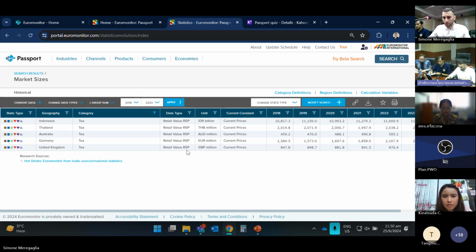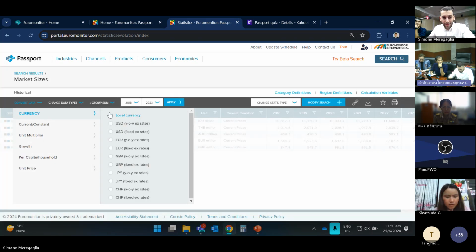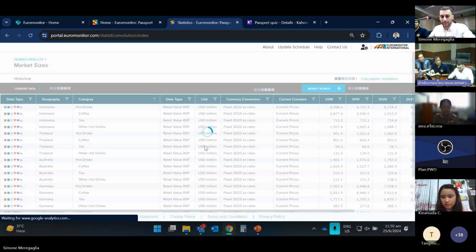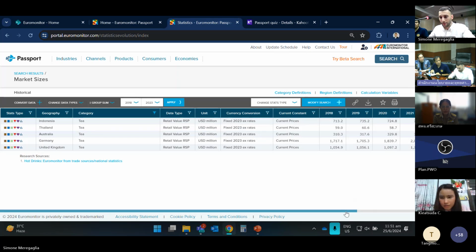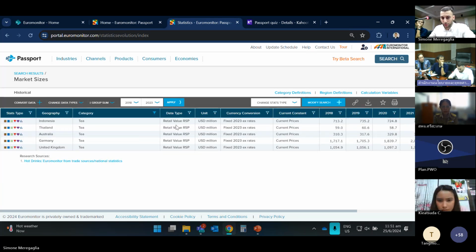If I want to cross-compare countries, I can do that. And how do I do that? I convert data on top, and then I can select a currency across all countries. For example, USD or Euro or Great Britain pound. It doesn't matter. You can pick USD, and then it will bring you into the same page, but every currency will be converted to USD. Now I can cross compare the different countries, of course. Now, one more thing is you can also look at different data types. So now what you're looking at is retail value. So how much sales have been made through retail for tea.